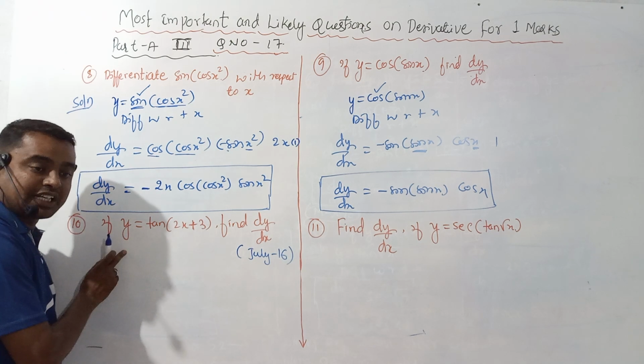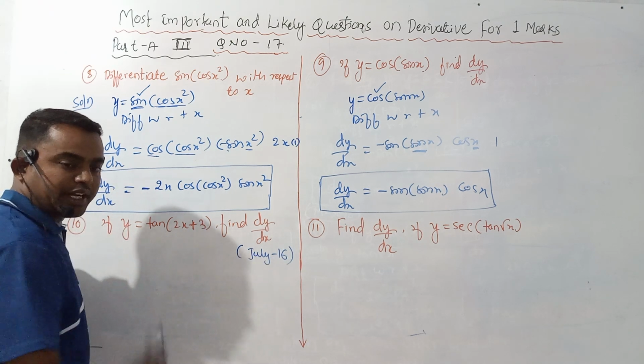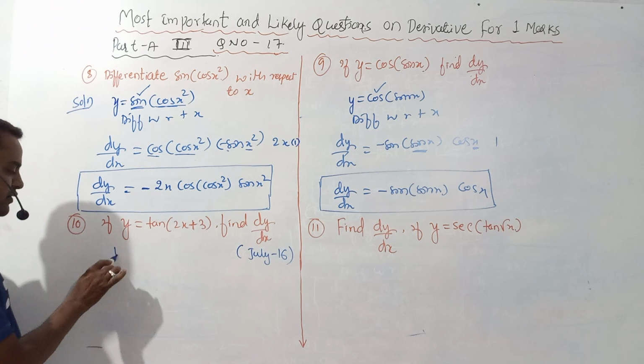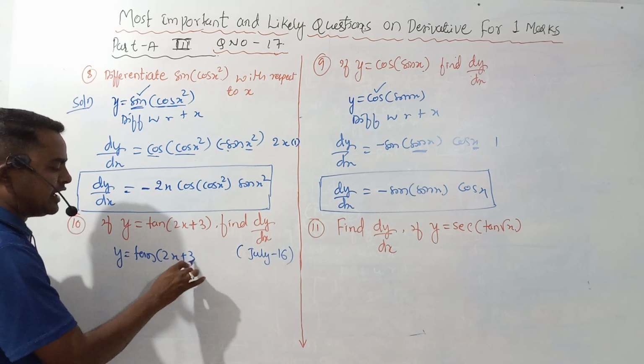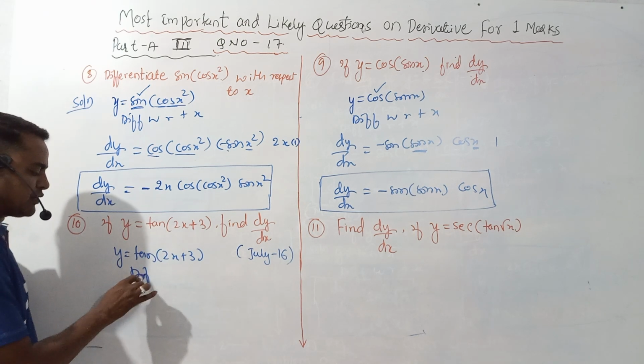Now see here, next question number 10. This question number 10 was already asked in July 2016. y is equal to tan(2x plus 3). Differentiate with respect to x.